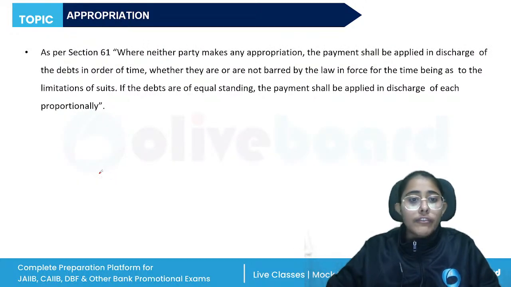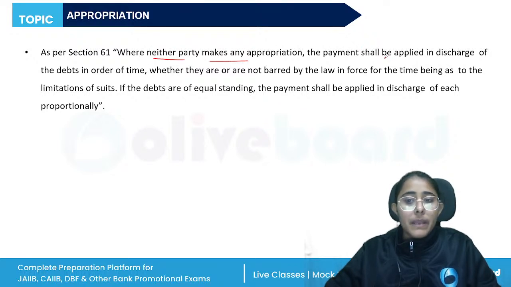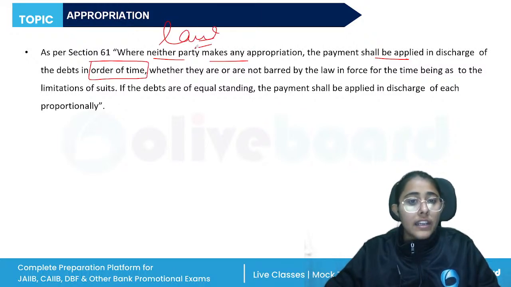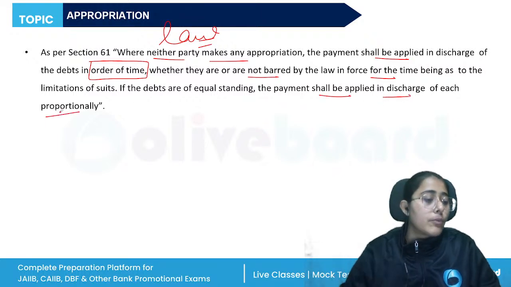If neither party makes an appropriation, then the payment shall be applied in discharge of the debts in order of time. In the order of time. So the law will apply here if neither the creditor nor the debtor is making any appropriation. Whether they are or not barred by the law for the time being in force, the payment shall be applied in the discharge of each proportionately.